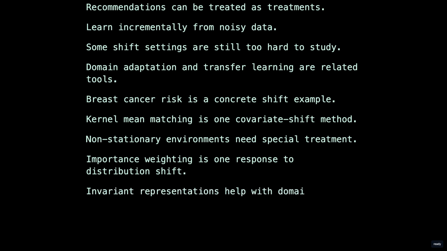The goal there is to learn features that stay useful across environments. If the representation captures what is stable rather than what is accidental, the model has a better chance of transferring to a new domain.